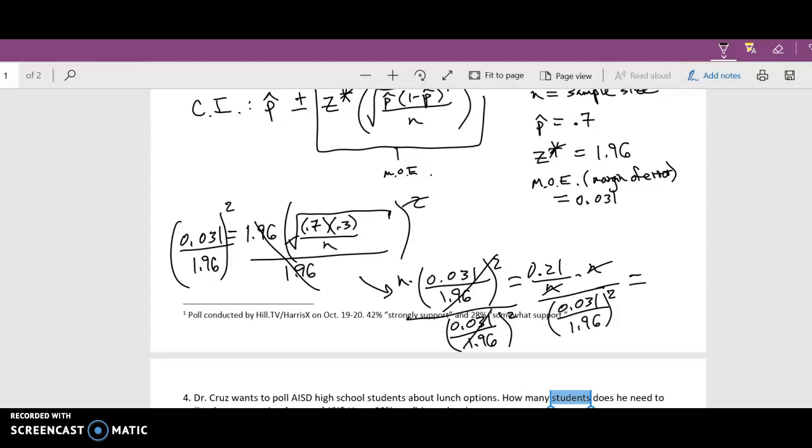N is 839.47. We're always going to round up when we're finding sample size. So n is going to be 840 people.